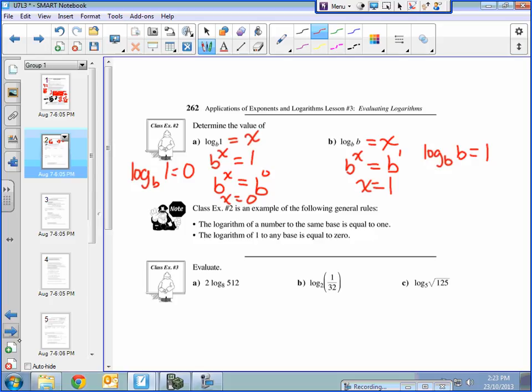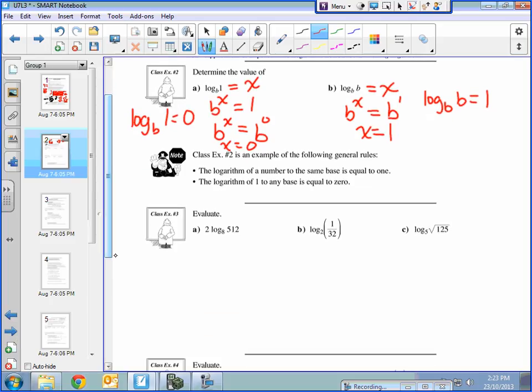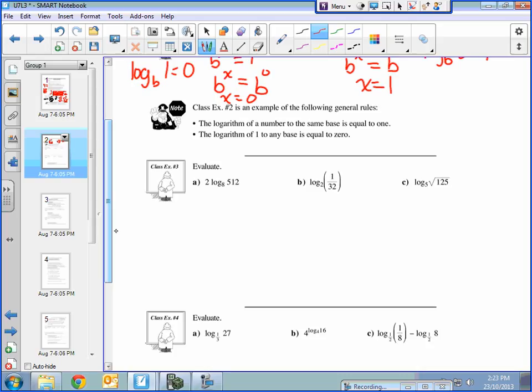So if I ever have the base and the argument the same, it'll be 1. If I ever have my argument is 1 with any base, it'll be equal to 0. Okay? So that's what this is saying. Okay. Evaluate here. So this is just throwing a value in.